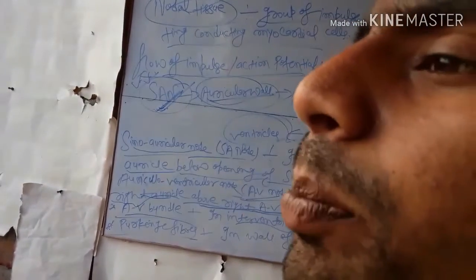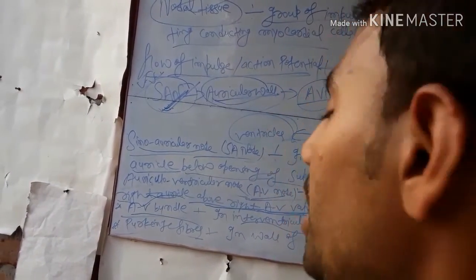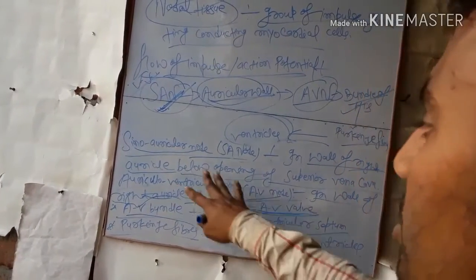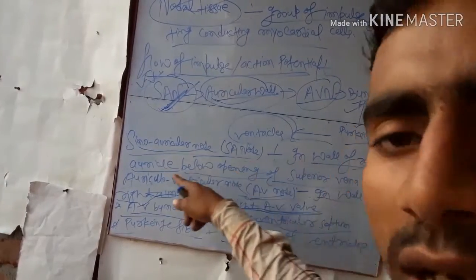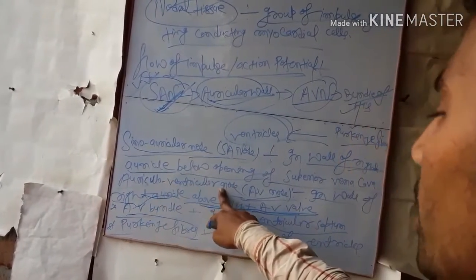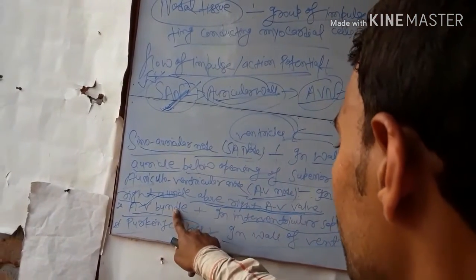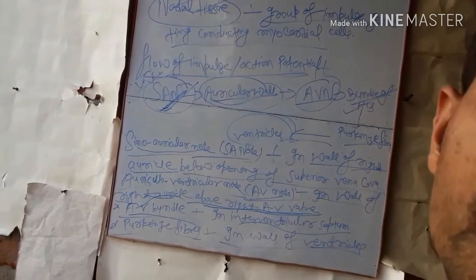After that, Purkinje fiber. So what is Purkinje fiber? Purkinje fiber is present in the wall of the ventricles. The sinoauricular node is present in the right auricle. The auricular ventricular node is also present in the right auricle. But the Purkinje fiber is present in the wall of the ventricle.